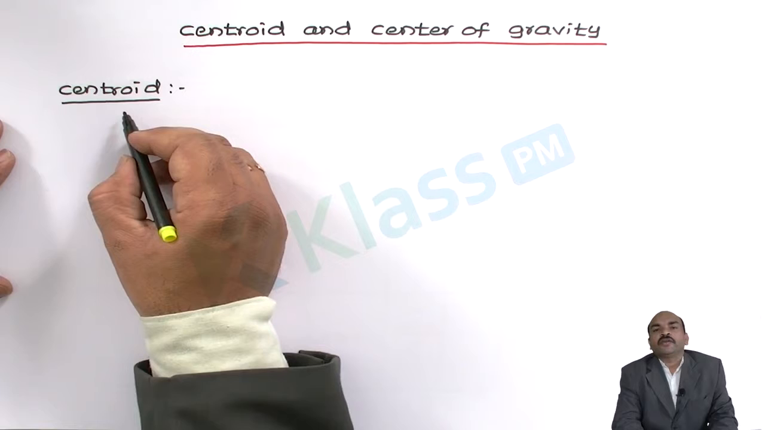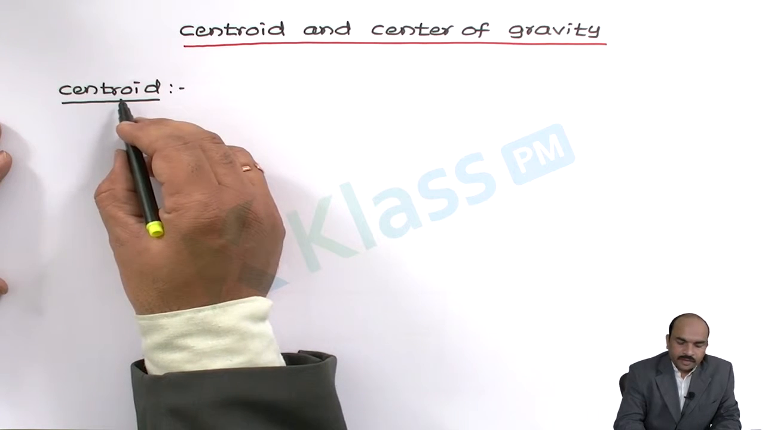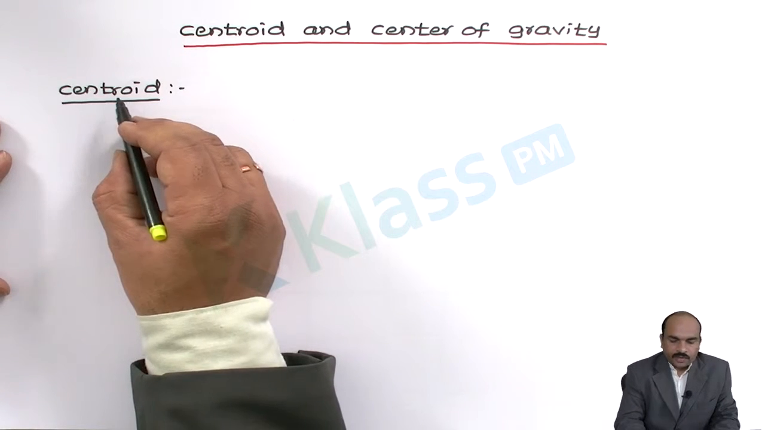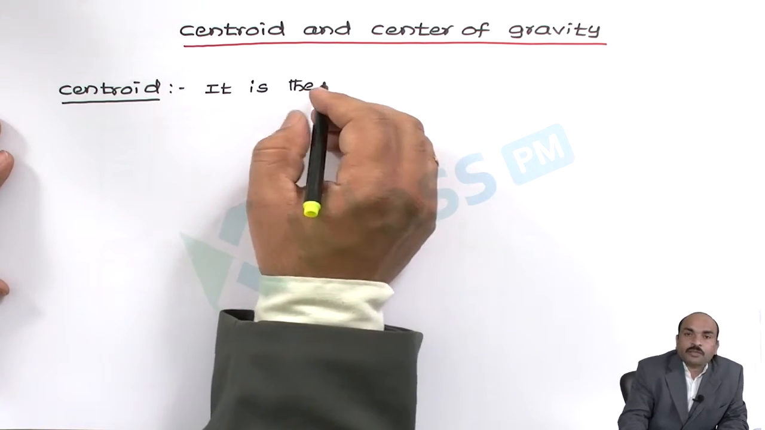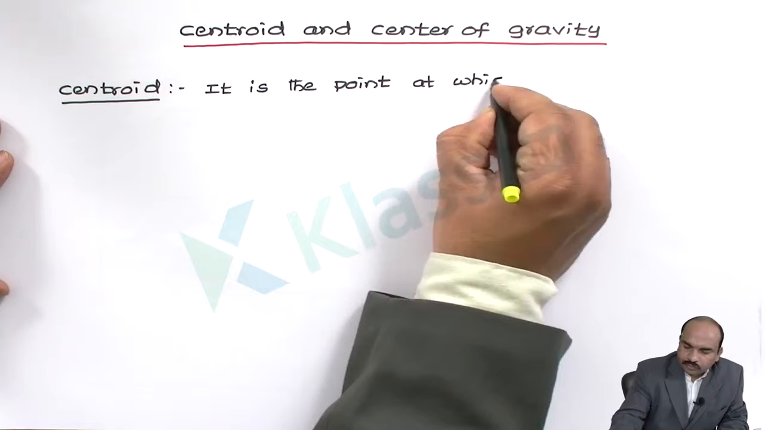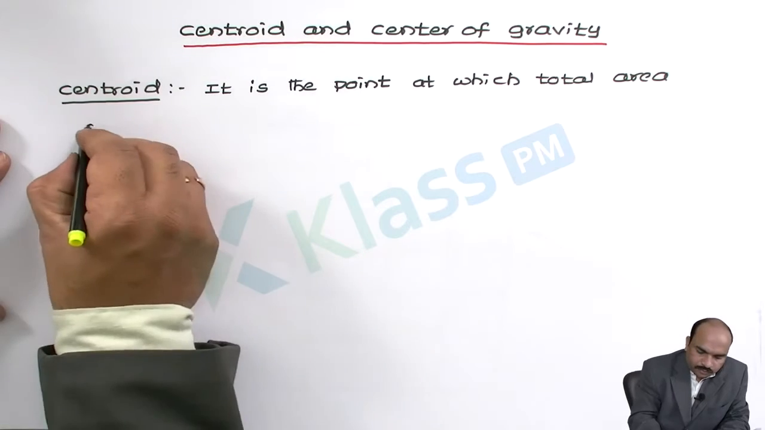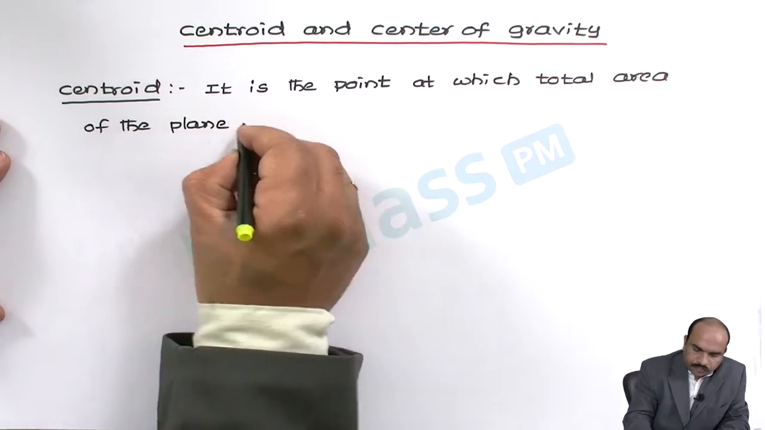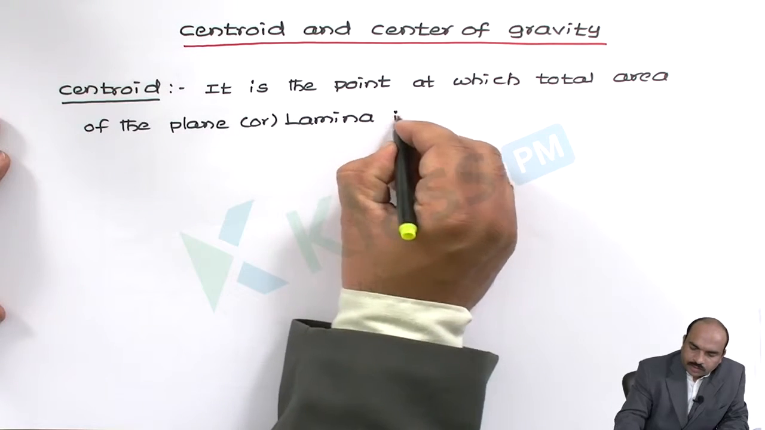So centroid can be defined as the point through which the total area of the plane will be acting, and this word centroid we will be using for planes, that is, for two-dimensional planes. So first let us define centroid. It is the point at which the total area of the plane, or it is also called lamina, is acting.